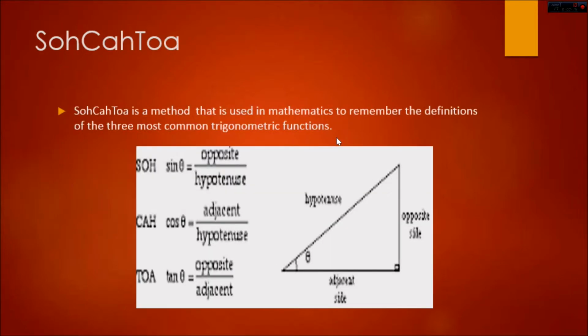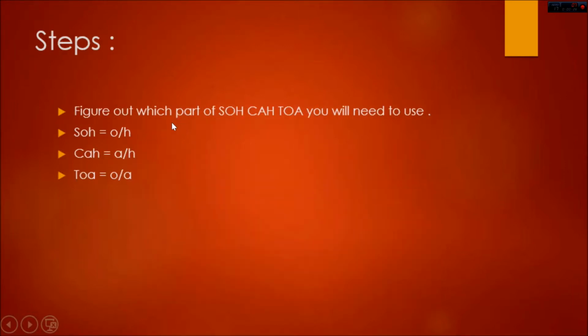Alright, so now let's move on to Sokoto. Sokoto is a method that is used in mathematics to remember the definition of 3 most common trigonometric functions. I'm not going to explain this picture just because I'm going to be explaining it in the next slide. So, the steps. Figure out which part of Sokoto you'll need to use.